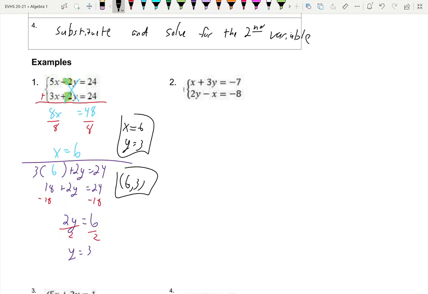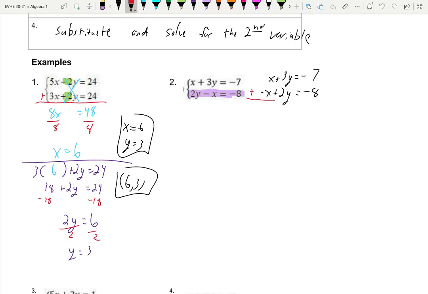Okay, so there's my elimination process. Let's go ahead and look at number 2. Now, I'm going to have to rewrite this one because remember how I said we're assuming this is in standard form. This one right here is not exactly in standard form because the x comes second. So we're going to need to rewrite that. X plus 3y is equal to -7. And then negative x plus 2y is equal to -8. Now that we got standard form, now we can move on with life.